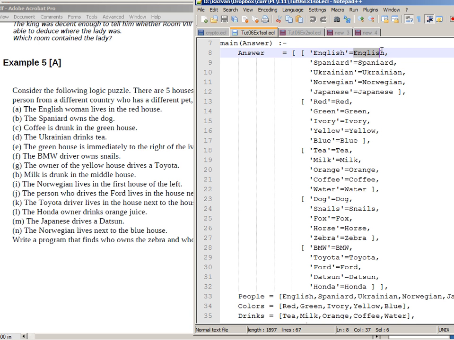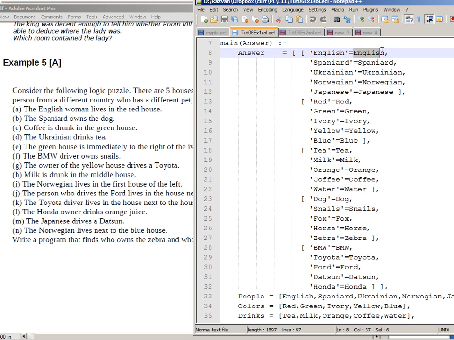So you're going to see something like English equals 3, which means that the English person lives in the 3rd house. And then you're going to see some color having the value equal to 3, which means that the color of the 3rd house is whatever that color is. Then you would say maybe fox equals 3, and it means that the fox is the pet of the English person. And then you're going to see maybe BMW equals 3, which means that the owner of the 3rd house, which is the English person, drives the BMW, and so on and so forth, right?